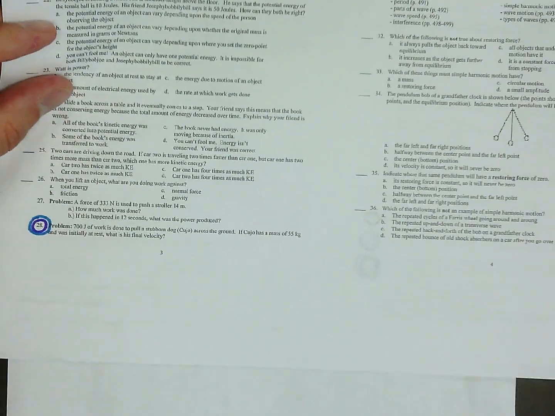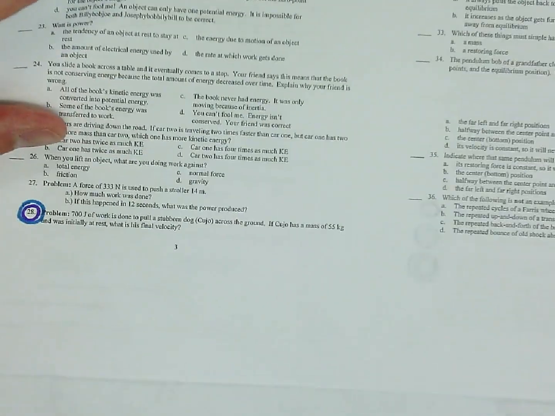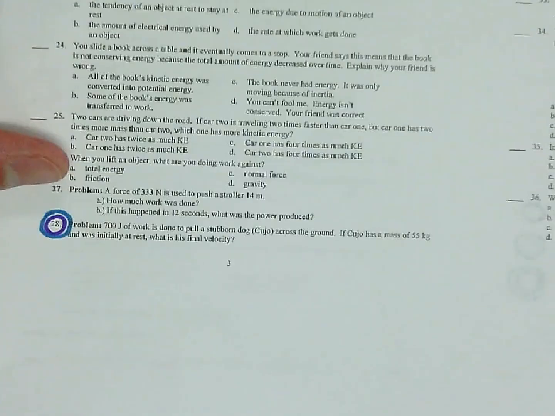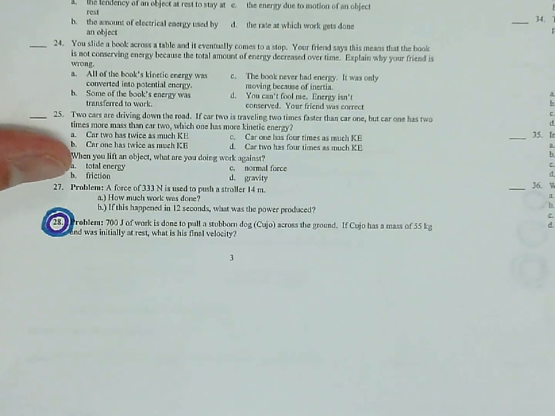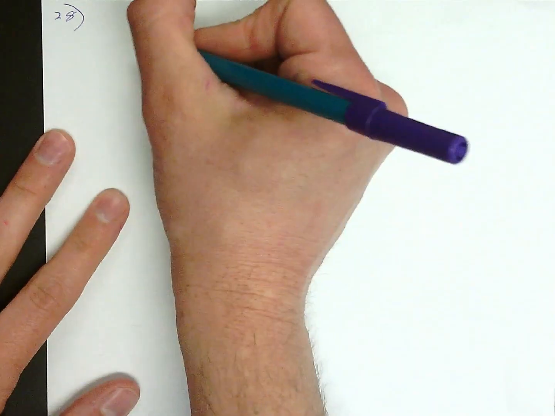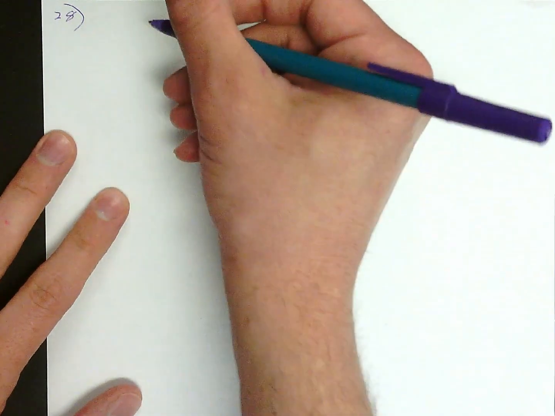Okay, 700 joules of work to pull a stubborn dog Cujo across the ground. Cujo has a mass of 55 kilograms and was initially at rest. What's his final velocity? Okay, so the obvious starting point here is it's talking about work. And so that kind of gives me a little bit of guidance of where to get going.